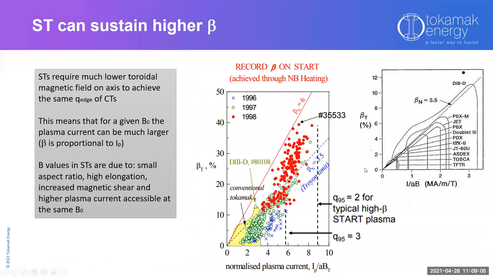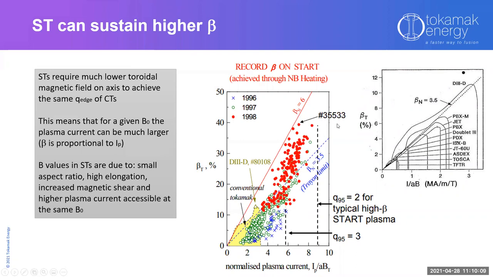So that's why in experiments, it was found on START, a small spherical tokamak that was operated at Culham, that it was possible to push the beta limit to a normalized beta of the level of 6, whereas the conventional tokamaks basically had the upper limit around 3.5 or 3. For example, here you see an old picture which shows the beta limit achieved on several tokamaks. The best performance in terms of beta was obtained on DIII-D at moderately large currents. And you see that the beta obtained was about toroidal beta 10% and normalized beta 3.5. This needs to be compared with the results of START, where a normalized beta of 6 was achieved in this pulse.